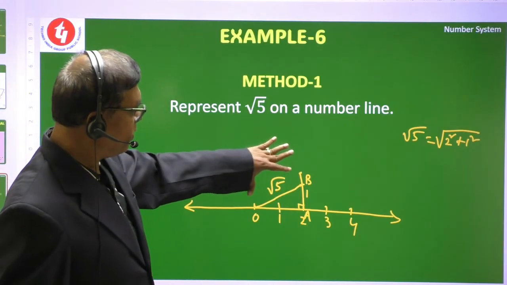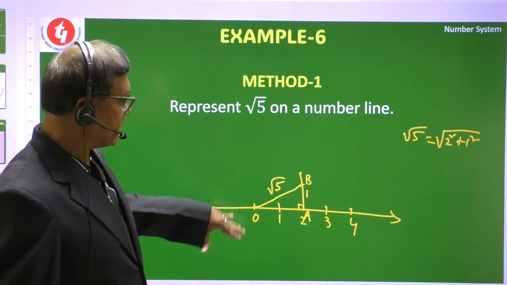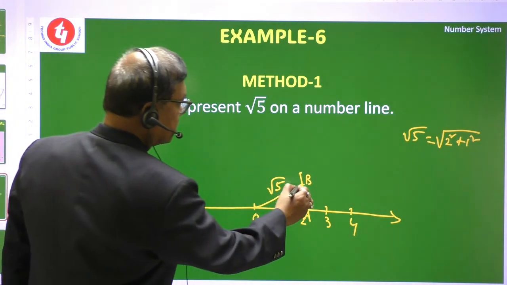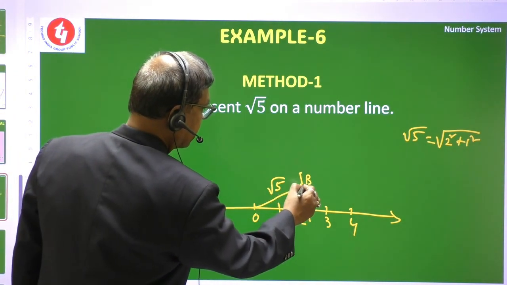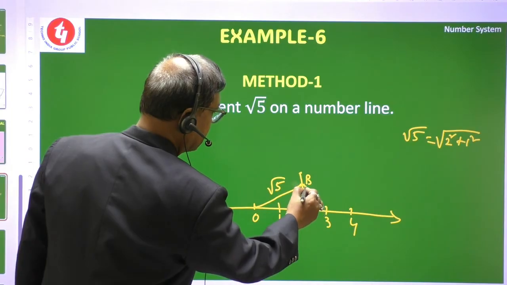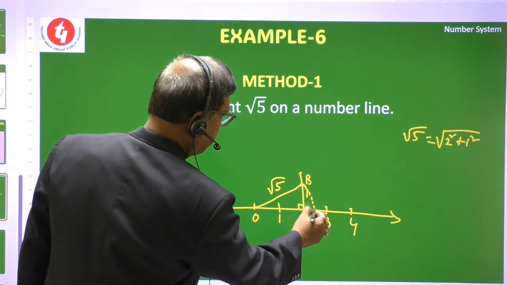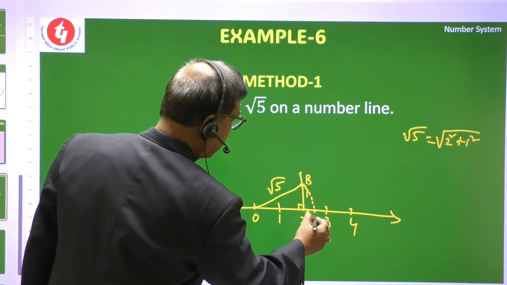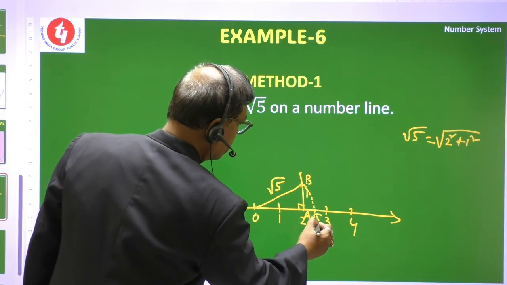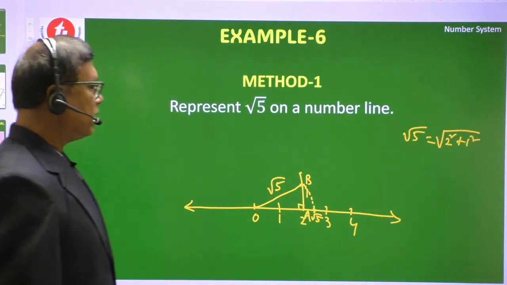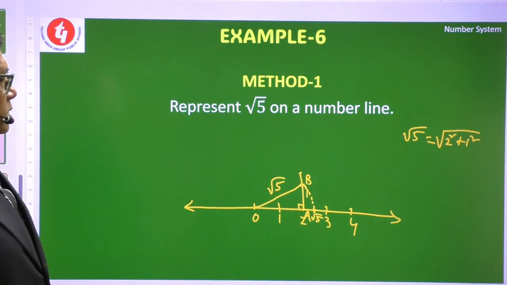Now taking OB as radius and O as center, if I draw one circular arc, that circular arc will meet the number line in between 2 and 3 at some point, and this point will represent root over 5. Yes, this point will represent root over 5. So this is method 1.